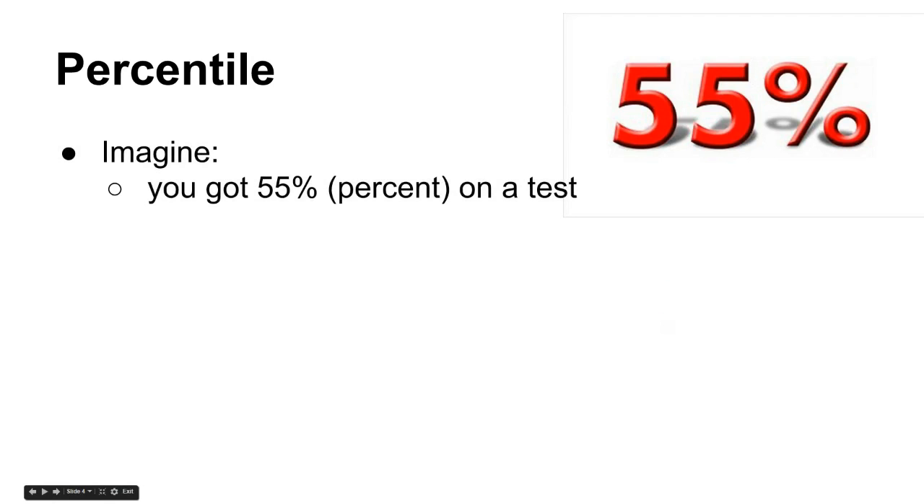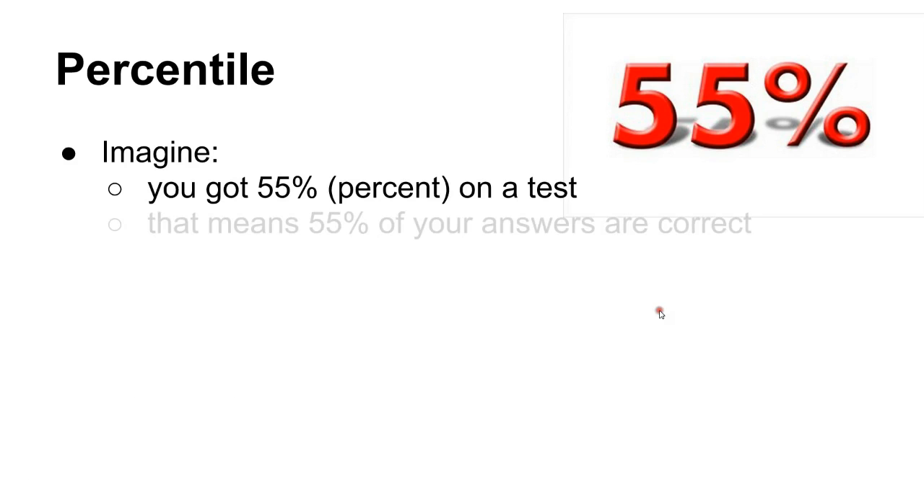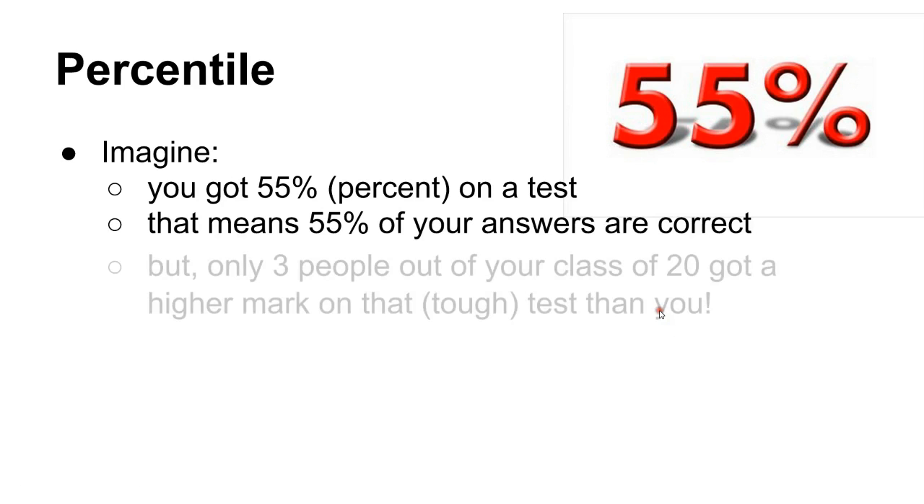Let's take a look at a term, and we'll use the term 55%. Imagine the scenario where you get a 55% on a test. I hope nobody gets a 55% on my tests, but if you do, you'll be able to figure out your percentile. If you got a 55%, typically it means that 55% of your answers are correct. That means nearly half of your answers would be wrong.